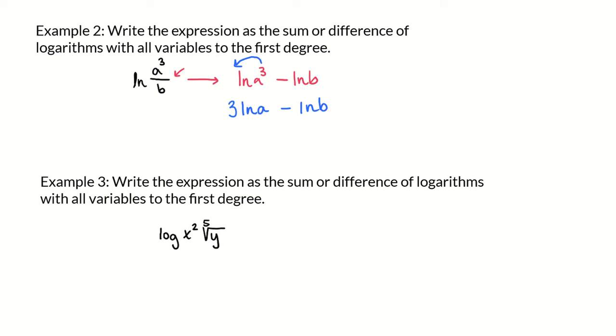the first degree. Example 3, write the expression as sum or difference of logarithms with all variables to the first degree. So same process. This time we have x squared and then the 5th root of y within the logarithm. So really there's multiplication between those two pieces. So to split this up, we would use the addition rule, which states that the addition of two logarithms means to multiply the arguments inside. So splitting this up, we would get log of x squared plus log of 5th root of y.